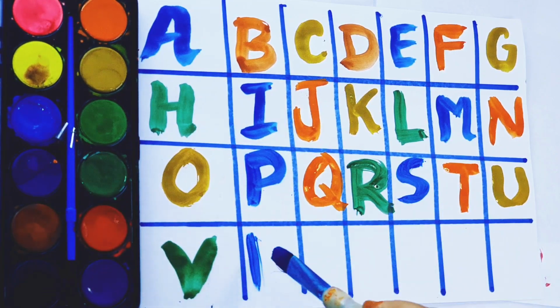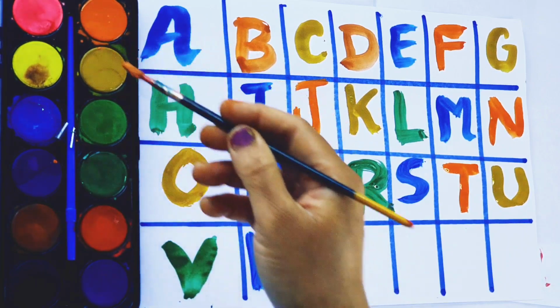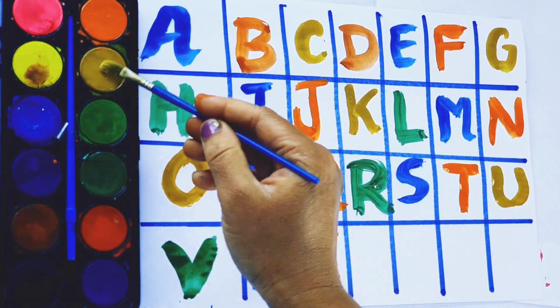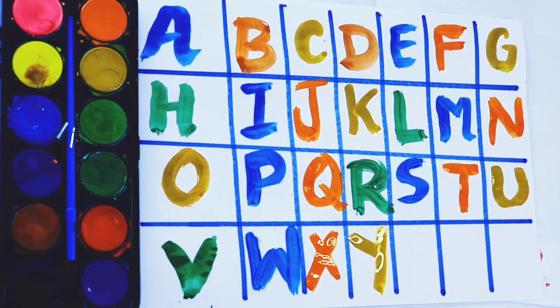Blue color, W for water. Orange color, X for xylophone. Dark yellow color, Y for yak. Green color, Z for zebra.